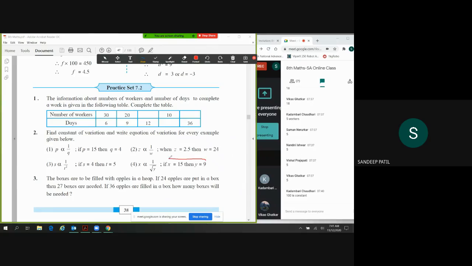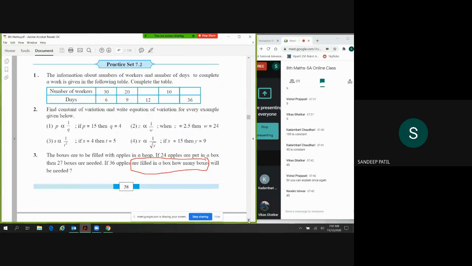Similarly, can you try this problem and give me the answer in the chat box? X is inversely proportional to root of y, and if x is 15 and y is 9, then what is the constant of variation? So here they have written that x is inversely proportional to root of y, and if x is 15 then y is 9, then what is the constant of variation?